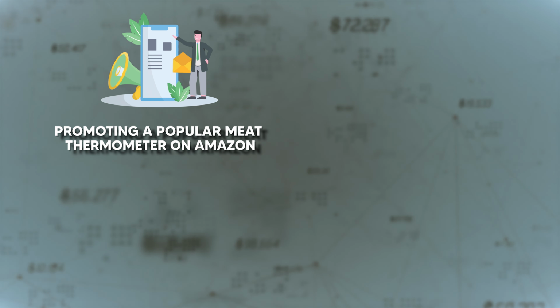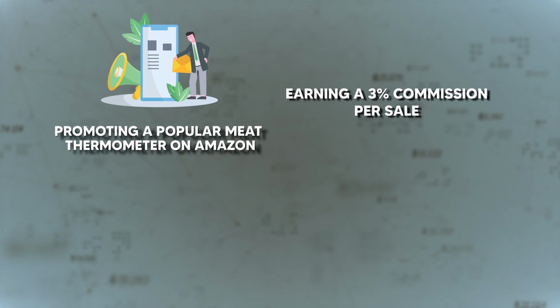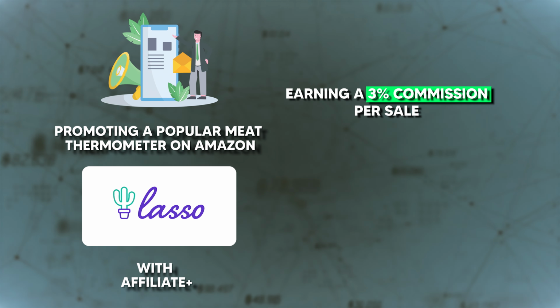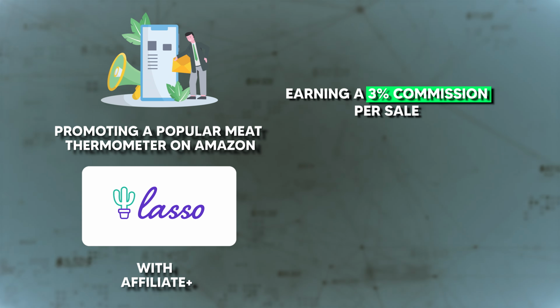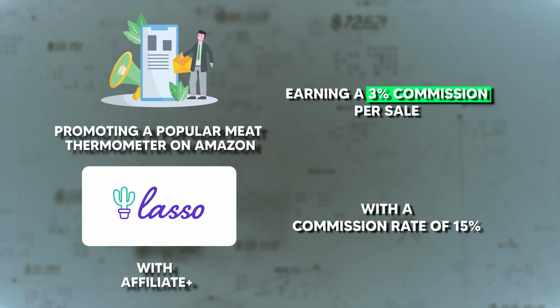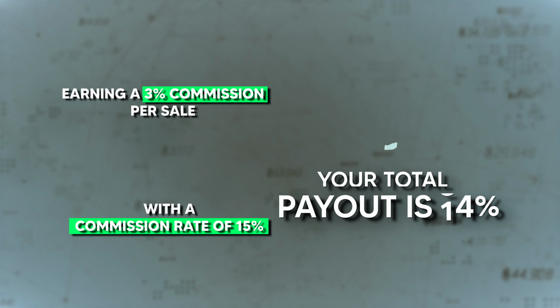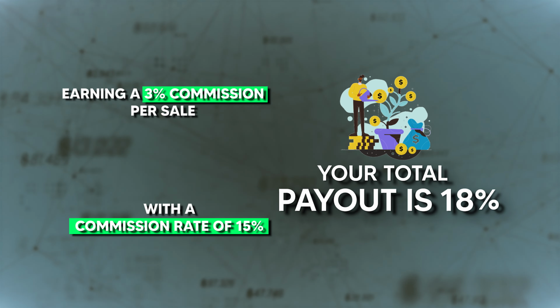Here's an example. You're promoting a popular meat thermometer on Amazon, earning a measly 3% commission per sale. With Affiliate Plus, you can find the same product in Lasso's marketplace with a commission rate of, let's say, 15%. Better yet, you still earn your Amazon commission, so your total payout is 18% for the same sale.